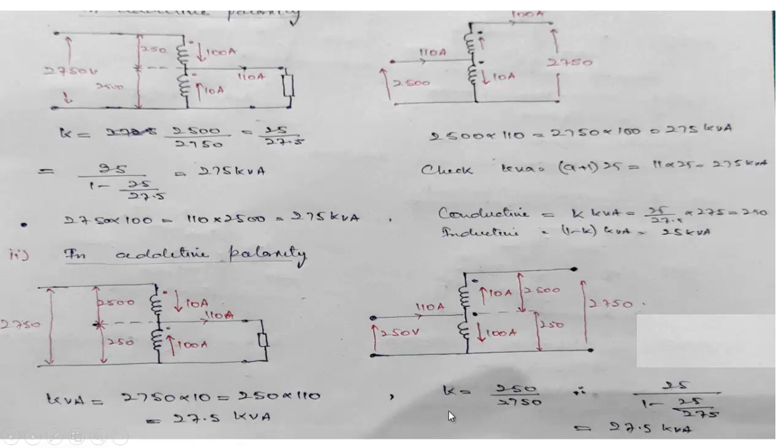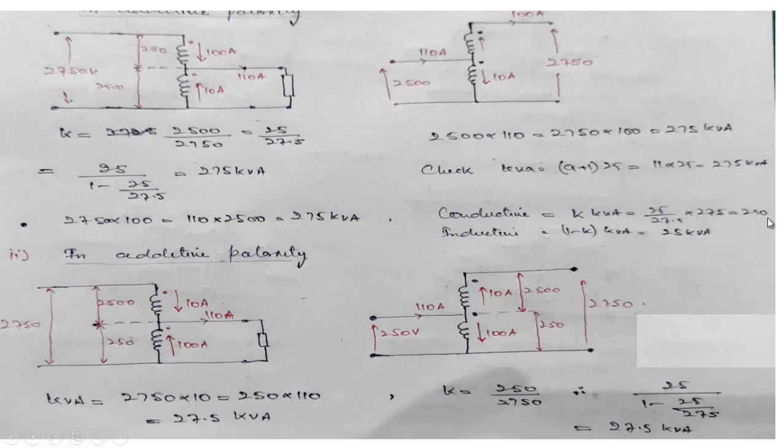You can also calculate it by using this K value. K is equal to 250 divided by 2750. It will be equal to 25 divided by this. It comes out to be 27.5. One thing I actually forgot to tell you is that the conductive kVA will be given by K into kVA. K is equal to 25 by 27.5. This kVA has to be the kVA of the whole autotransformer. It will be equal to 250 kVA.